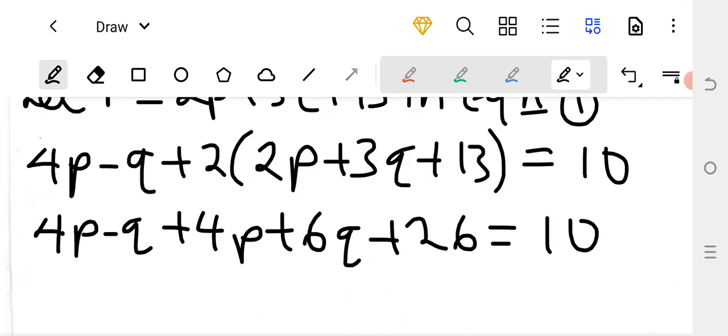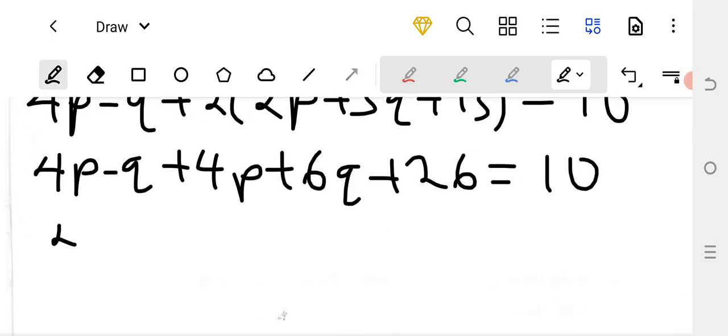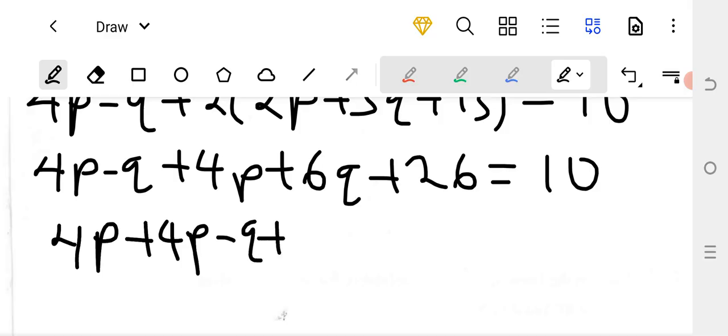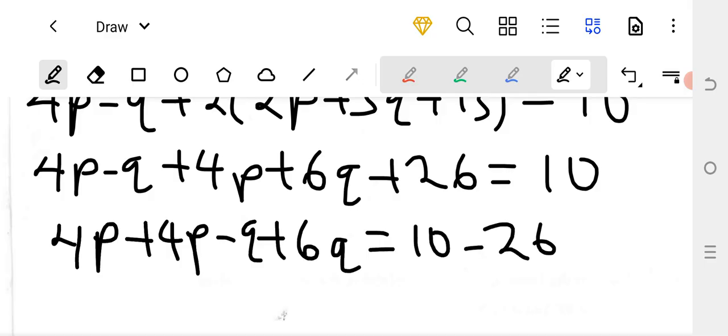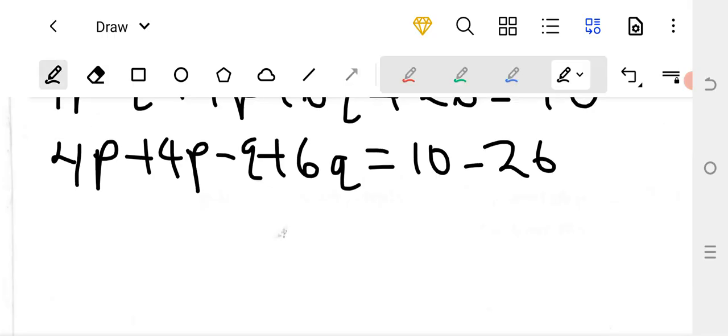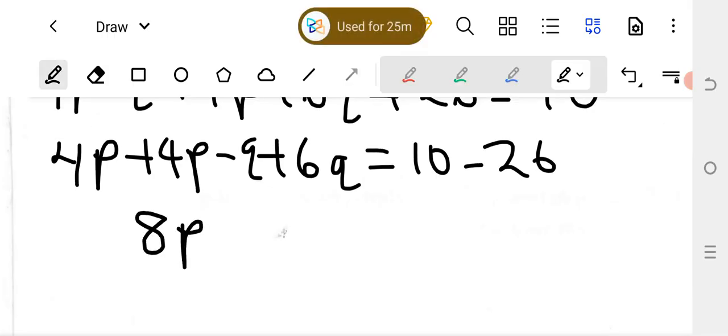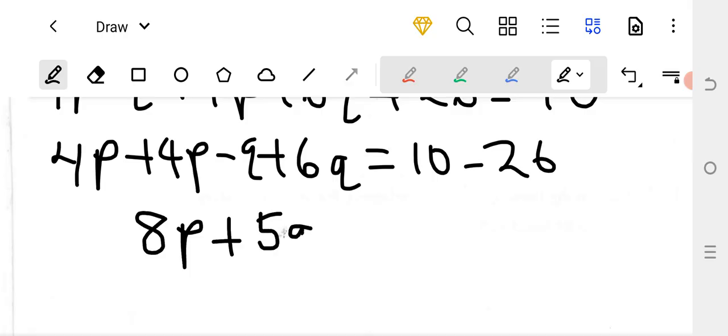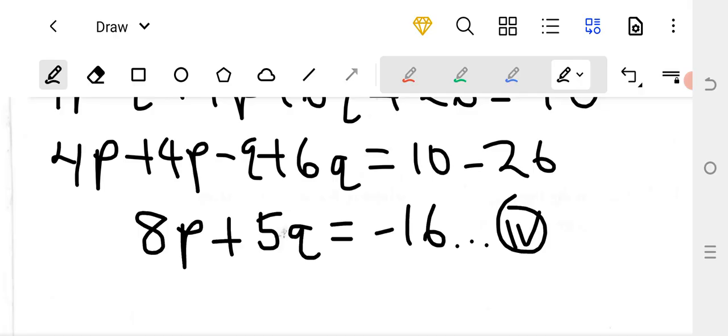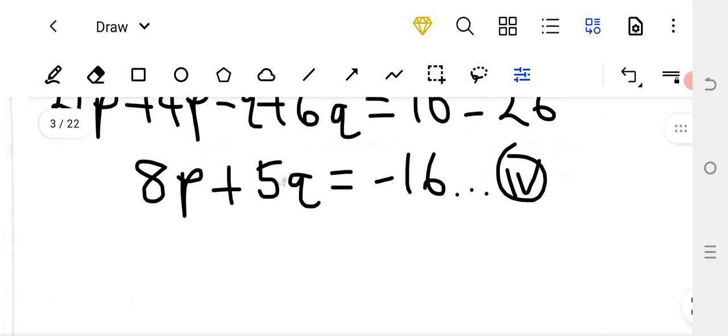To continue, we are now grouping like terms: 4p plus 4p, then minus q plus 6q, is equal to 10 minus 26. If you simplify, it's going to give you 8p plus 5q is equal to negative 16 as your equation 4.